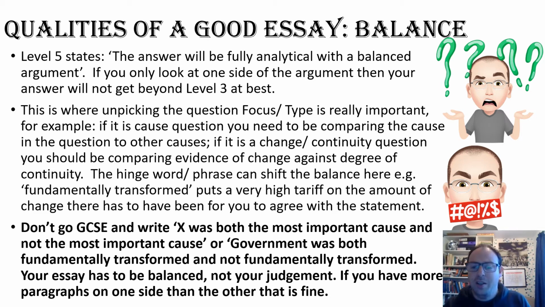So in your essay, you must give both sides. Now, one of the bits I've really emphasised to you all is try and avoid the GCSE traps, the GCSE pitfalls in terms of an undeveloped, unnuanced answer. So, for example, you can't write X was the most important cause and not the most important cause, or X was the most important cause, as was Y, because they can't both be the most important cause. So something is the most important cause, or it isn't.